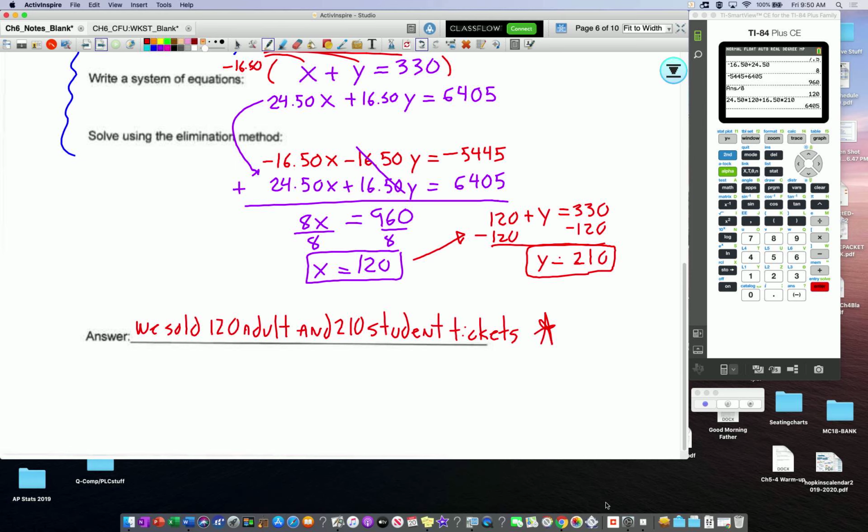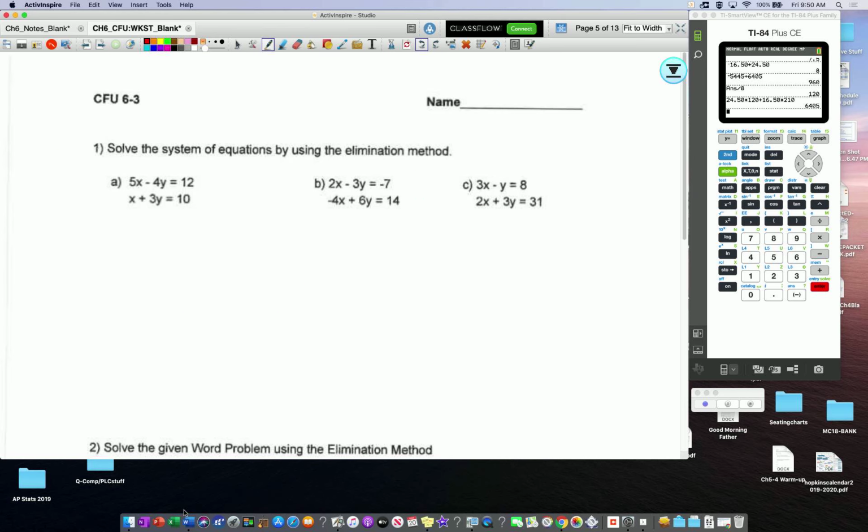All right, so what I want you to do next is go to your pink packet, CFU packet, or go to this page in the document I sent to you, and go ahead and work on these problems here, please. I'll make sure to post a video shortly.